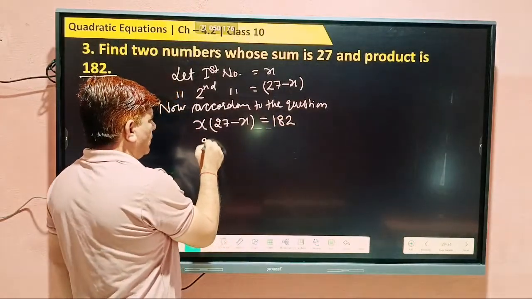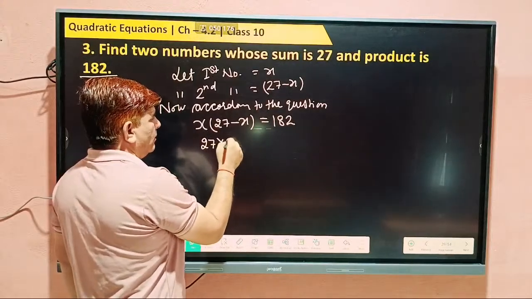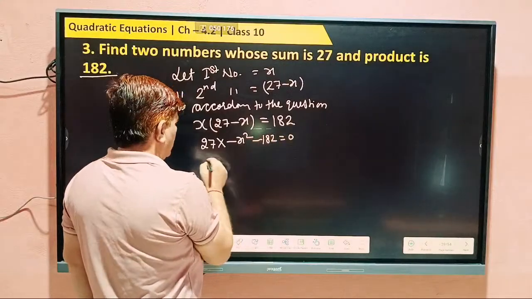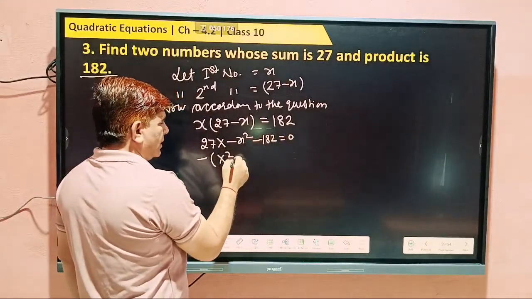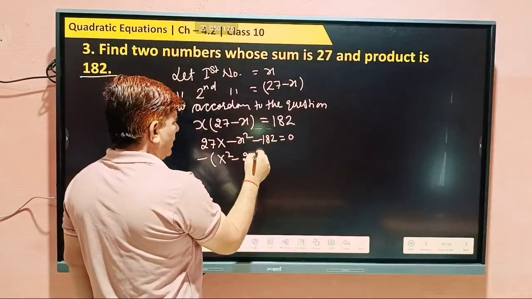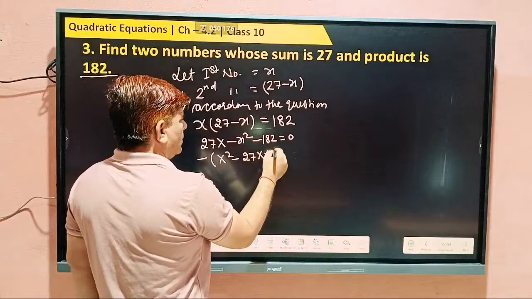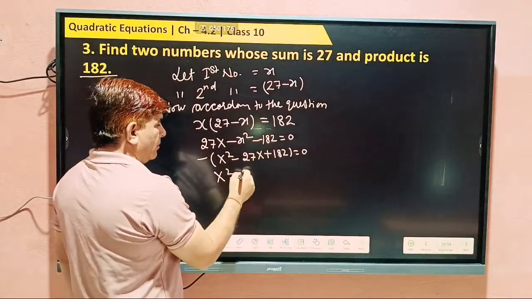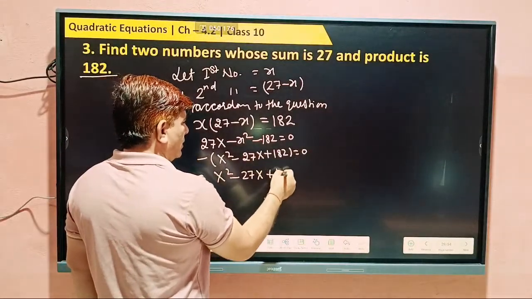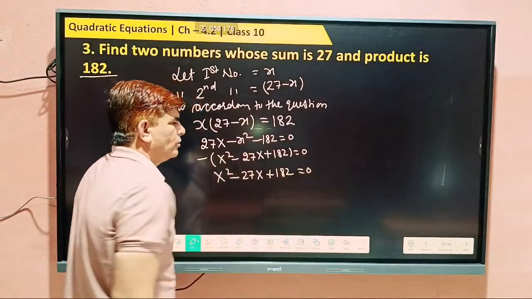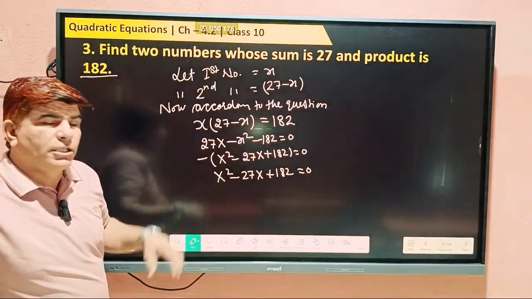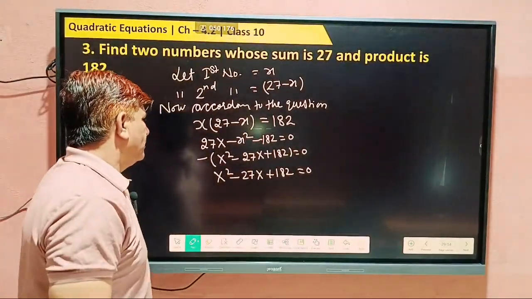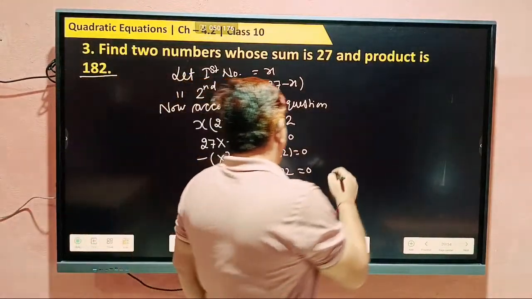So multiply this: 27x minus x square equals 182. Taking minus common, x square minus 27x plus 182 equals 0. Transferring minus to this side, x square minus 27x plus 182 equals 0. So you have to factorize it by splitting the middle term. So how can you split its middle term?